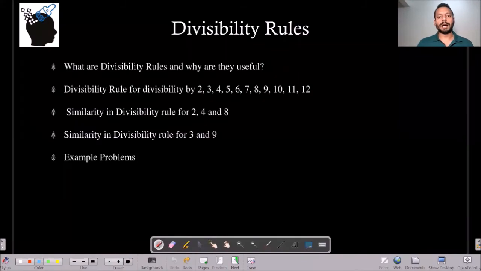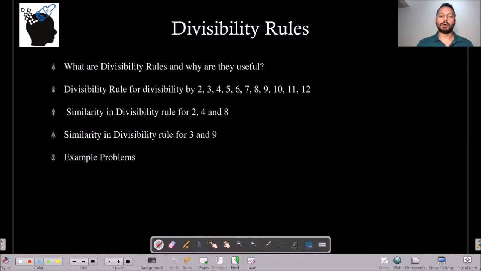So let's get started with today's discussion on divisibility rules. Today we'll be talking about what divisibility rules are and why they are useful. We'll also talk about divisibility rules for divisibility by 2, 3, 4, all the way till 12. We'll talk about similarities in divisibility rules for 2, 4, and 8, similarity in divisibility rules for 3 and 9, and then we'll also talk about some example problems.